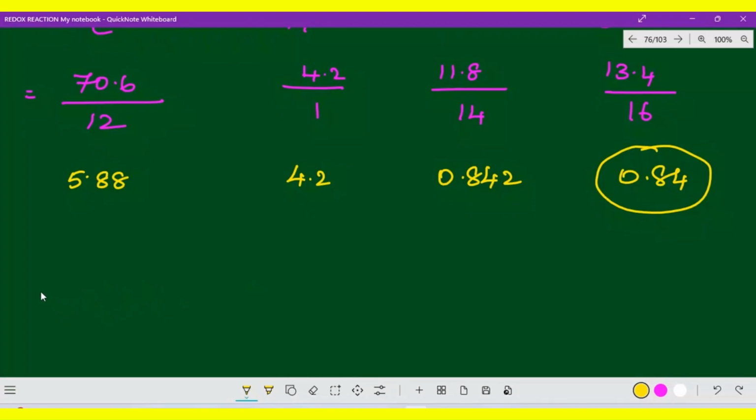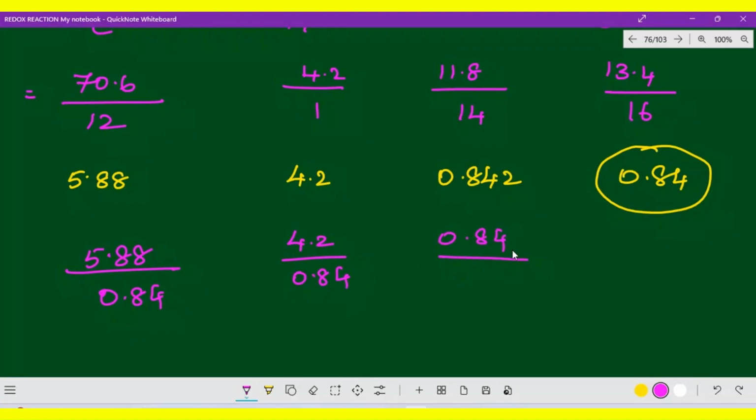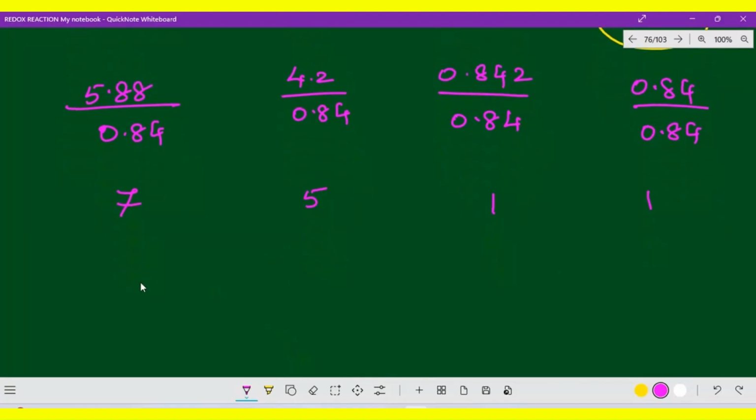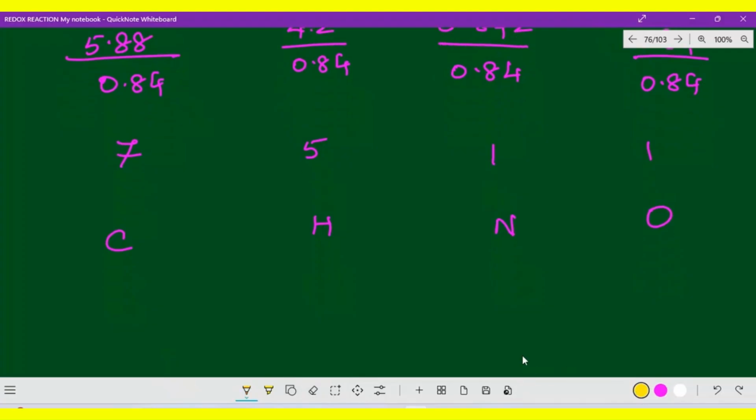Okay, now here, for carbon, 5.88 divided by 0.84, and the same way 4.2 divided by 0.84, and then 0.842 divided by 0.84, and 0.84 divided by 0.84. So now when you calculate, you will get 7, and this you will get 5, right? And this you will get of course 1. So this is carbon, hydrogen, nitrogen, oxygen. This is the simplest whole number ratio, simplest formula, C7H5N1, so we can write C7H5NO. It is the empirical formula.